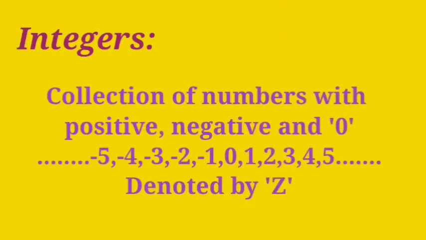Integers are a collection of numbers with positive, negative and 0. It means on the left side we get negative numbers, and on the right side we get positive numbers. So it includes natural as well as whole numbers. We can call them integers. It is denoted by Z.